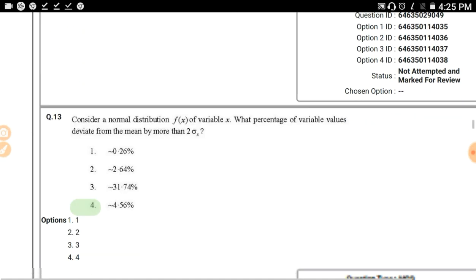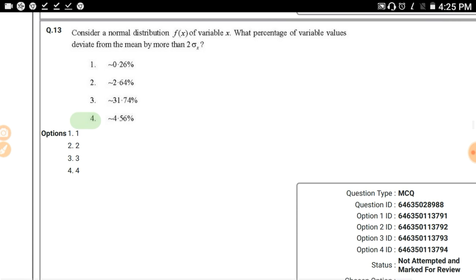Next question. Consider a normal distribution f(x) of variable x. What percentage of variable values deviate from the mean by more than 2 sigma x? So the right answer is near about 4.56 percent will deviate from the mean by more than 2 sigma x.